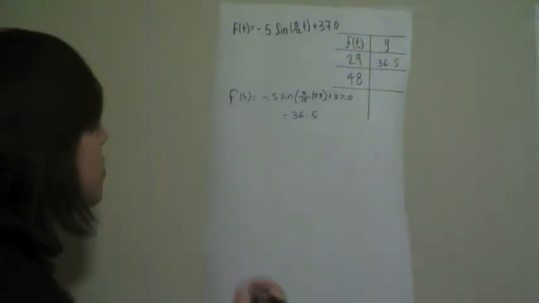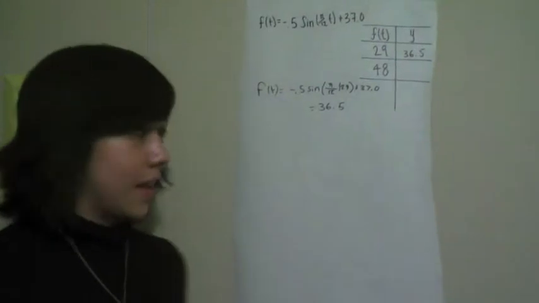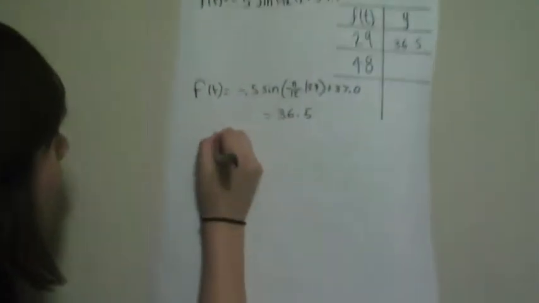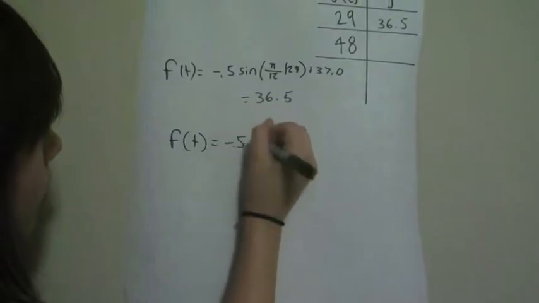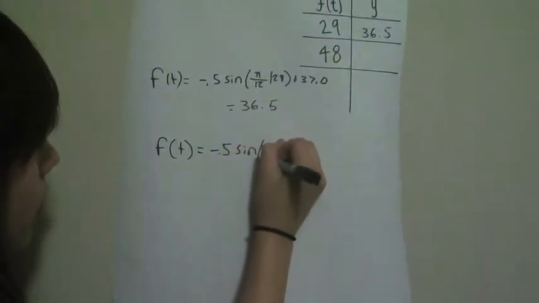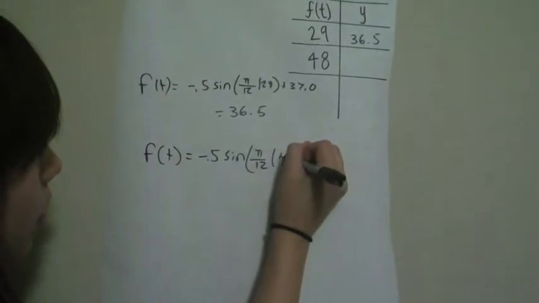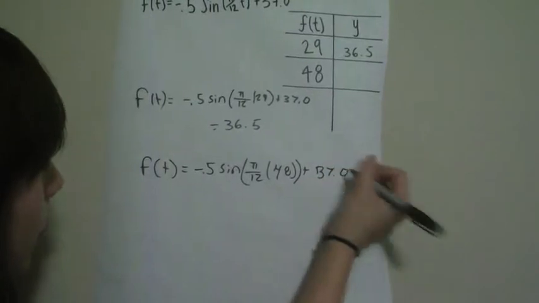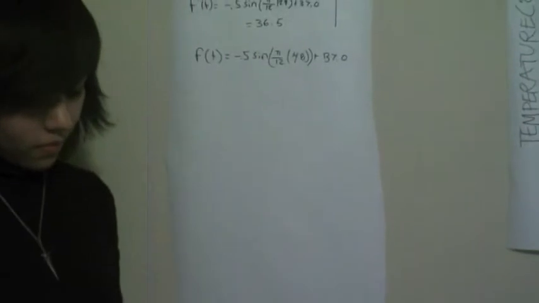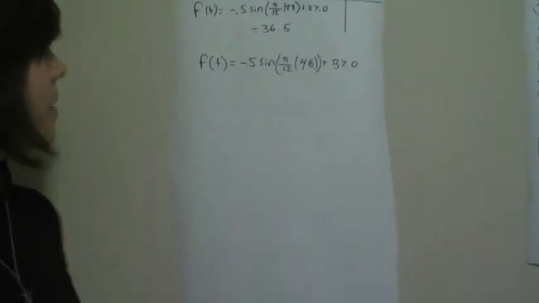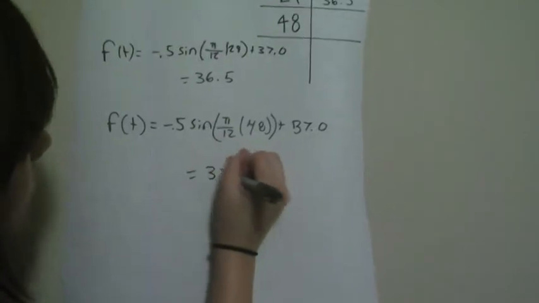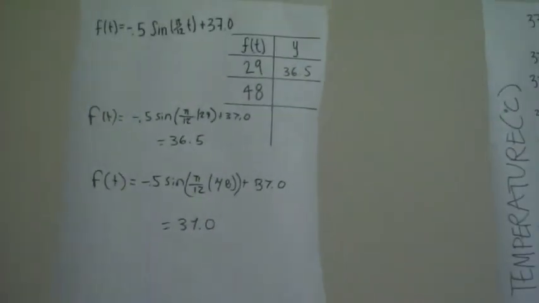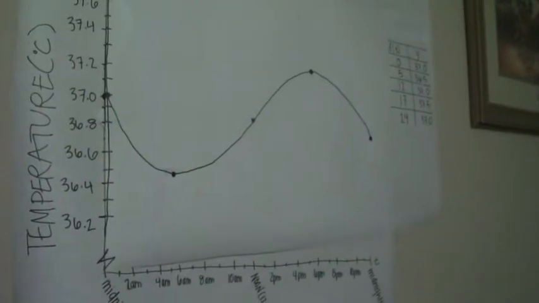And our original data. Now we are going to plug another point in, which is 48, which is midnight the next day. And when we plug that into our calculators, we should get exactly 37, which again correlates with our original data and our table.